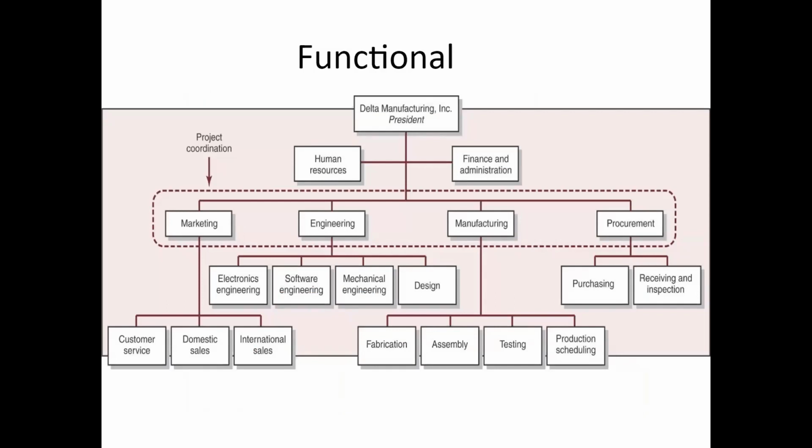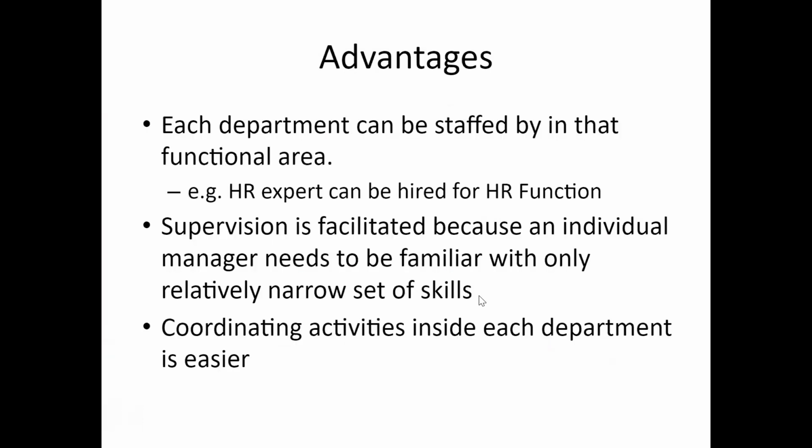In the organization structure, you have human resources, finance, marketing, engineering, manufacturing, procurement, right? So these are the main divisions. Under each division you have separate divisions, separate sections. This is the functional departmentalization. Advantages: each department can be staffed by that functional area.